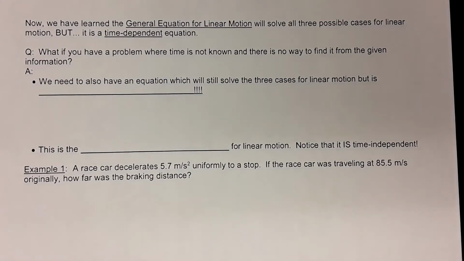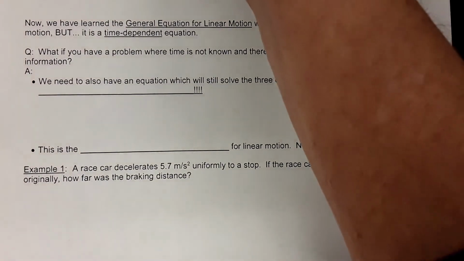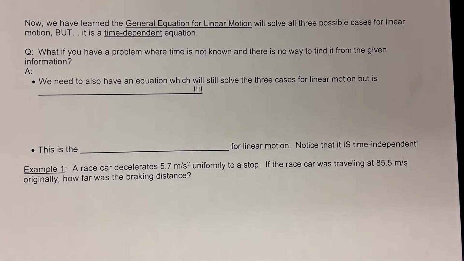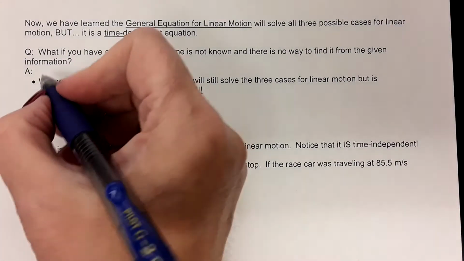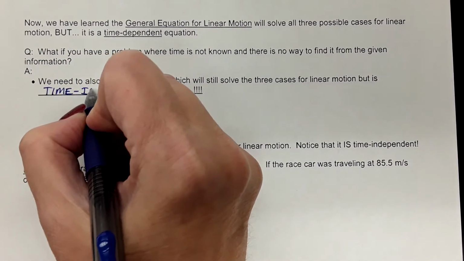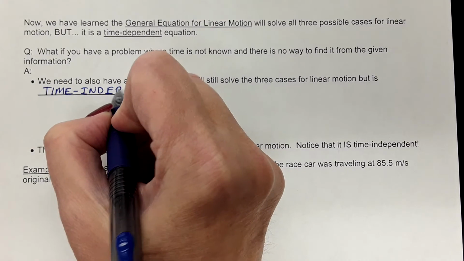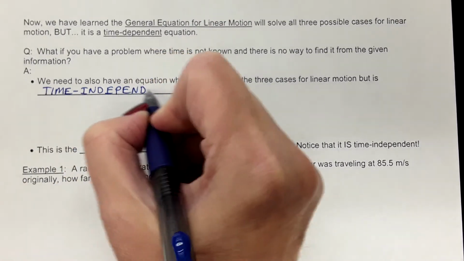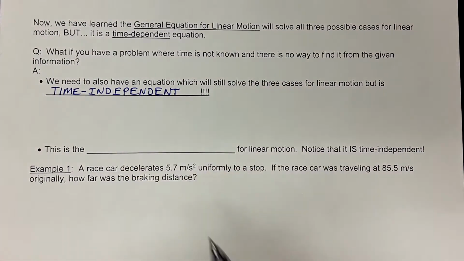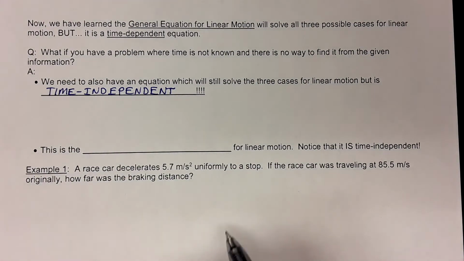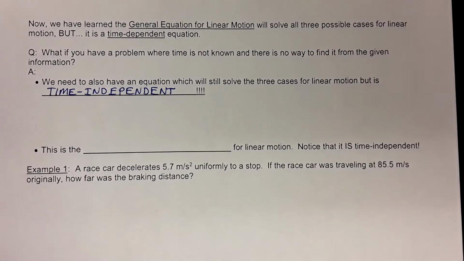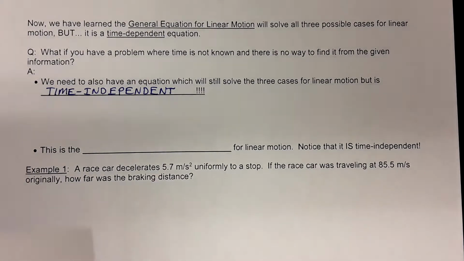Well, they realized, since this was a problem, they needed to come up with a formula that would do the same thing as the general equation, but it would be time independent. In other words, it's not a function of time at all. There's no time in the formula, so if you don't know the time, it doesn't matter. So here's what they did, guys. I'm going to show you. You don't have to know this. It's just kind of a cool little thing to see.